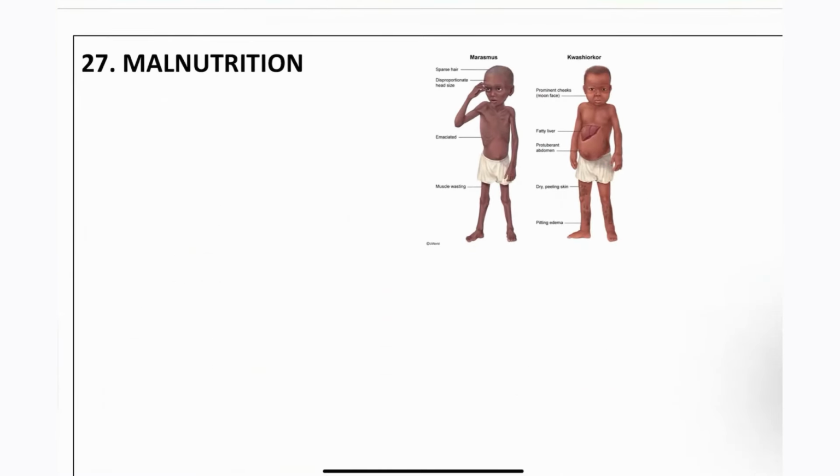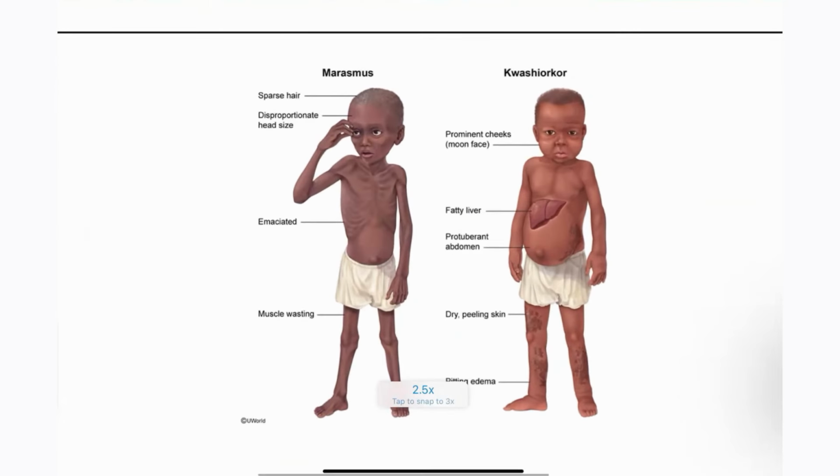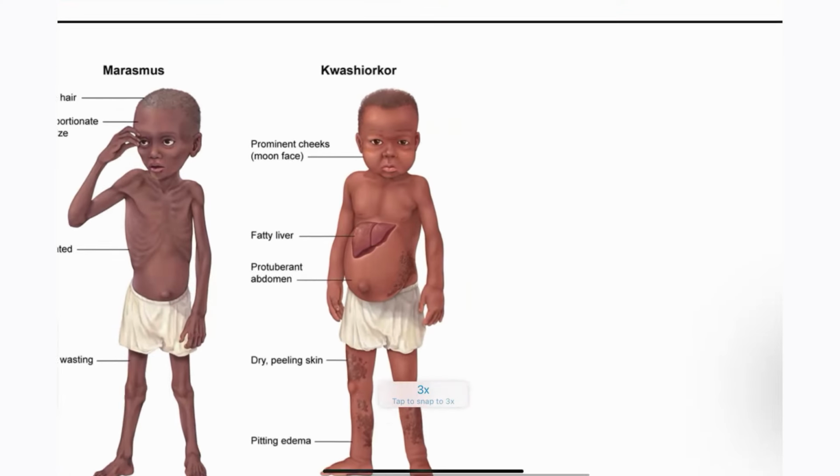So here are the two pictures that we have seen here, guys. The classical conditions, right? Marasmus and kwashiorkor. First, what are the features that you have to remember from these two important conditions? Let's understand kwashiorkor first. Kwashiorkor is associated with protein deficiency, and it is seen most commonly in children. Edema is present, so pitting edema is present in this patient.